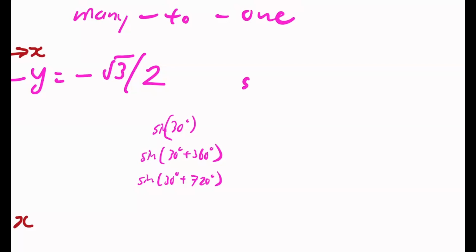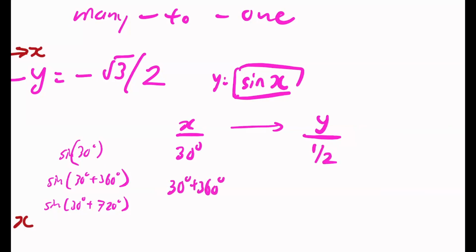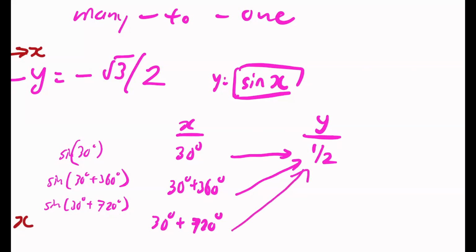I can think of it like this. I have y equals sine x. When x is 30 degrees, what's my y value? It is 1/2. When x is 30 plus 360, what's my y value? It points back to the same y value. When it's 30 degrees plus 720 degrees, what's the corresponding y value? It's also pointing back to half. So many different x values to 1.